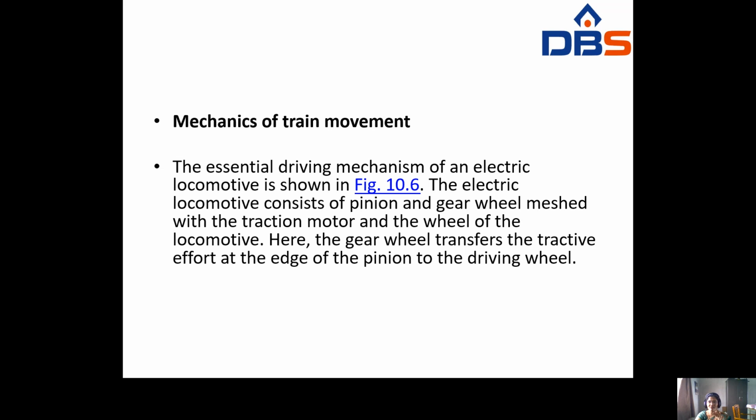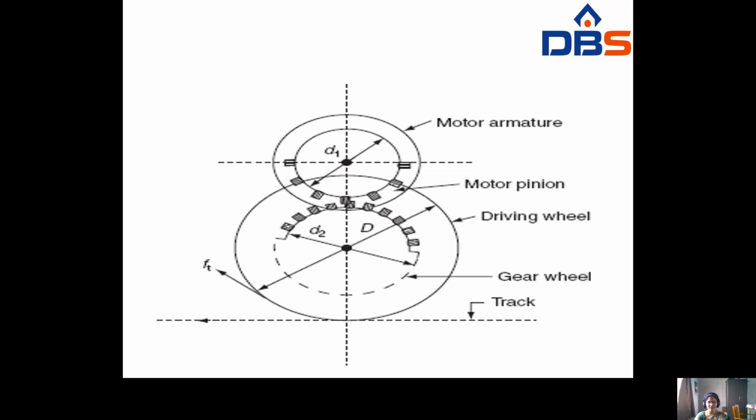Here the gear wheel transfers the tractive effort at the edge of the pinion to the driving wheel. This is the mechanics of train movement. This is a motor, this is a wheel of the train, this is a gear wheel, this is a motor pinion, and this is the track on which the train will move. This is a driving wheel, and this is the motor armature. These two will be linked.